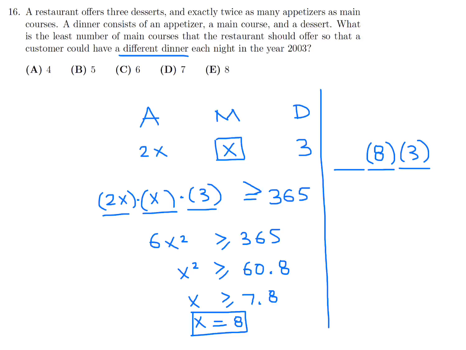Desserts was always 3, and appetizers would be 16. So if we do this, 16 times 8 times 3 is 384. And that definitely is enough to have a different combination of dinner every night for 1 year. So the answer is 8, which would be E.